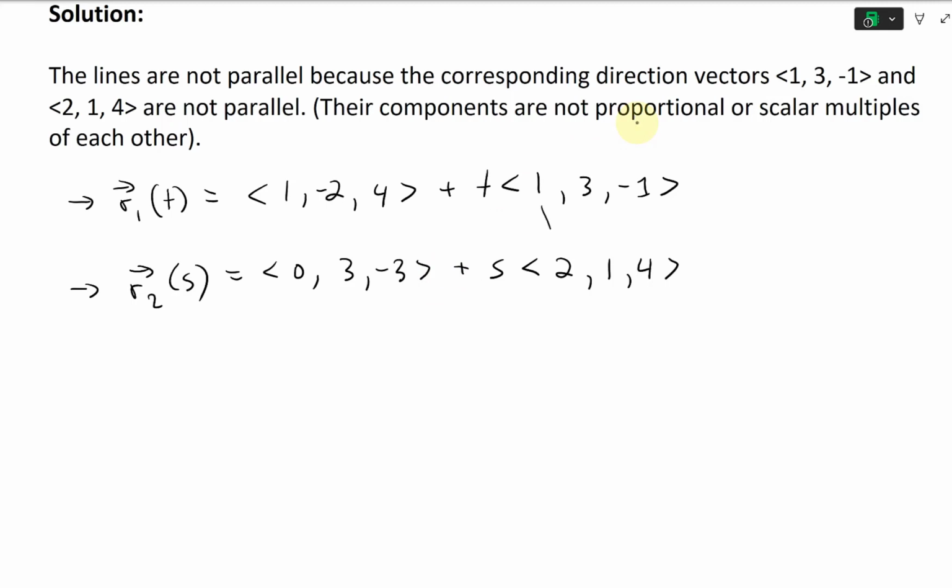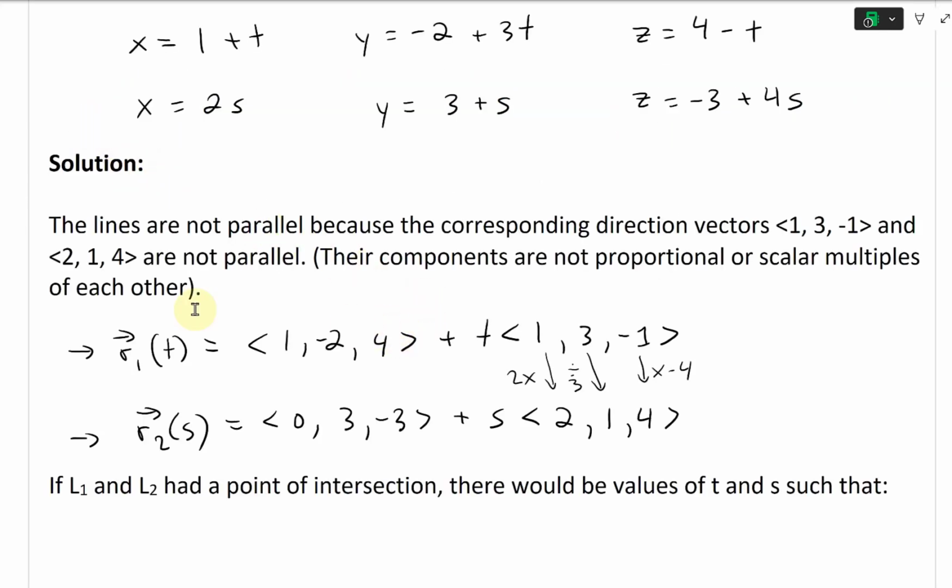And then you can see here that these aren't all proportional. For example, this is times 2. This right here is divided by 3, so it's not the same one. This right here is multiplied by negative 4. So they're not all proportional. To be proportional, you need to all do the same thing, either multiplied by 2 or divided by 2 or divided by 3, etc. All right, so we show that they're not parallel.